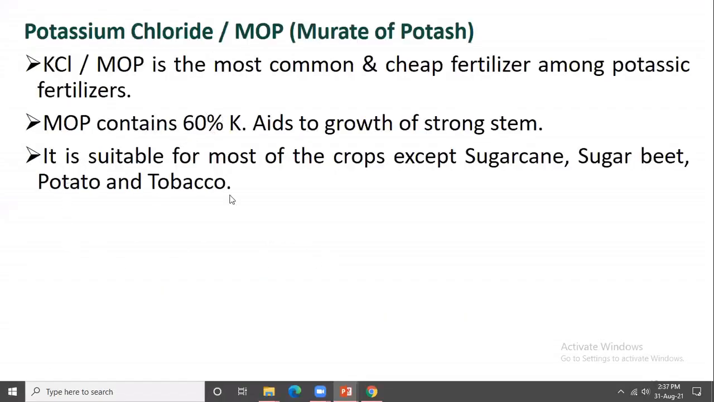Okay. Finally, potassium chloride, MOP. Potassium chloride or MOP is the most common fertilizer among the potassic fertilizers. MOP contains 60% potassium. It helps the growth of strong stems. It is suitable for most crops, especially sugarcane, sugar beetroot, potato and tobacco. These are potassium chloride, and MOP also provides potassium nutrition.